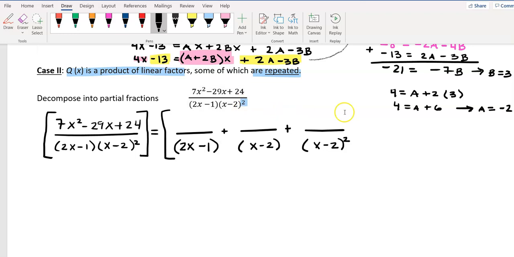Okay, now each of these numerators, because each of the factors is linear, so 2x minus 1 is linear, x minus 2 is linear, and x minus 2, the actual factor, is linear.